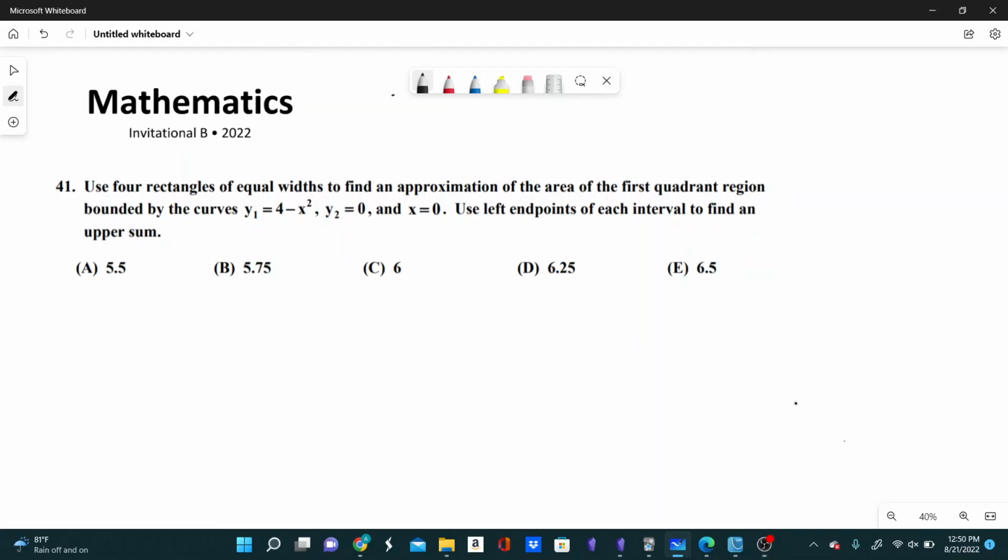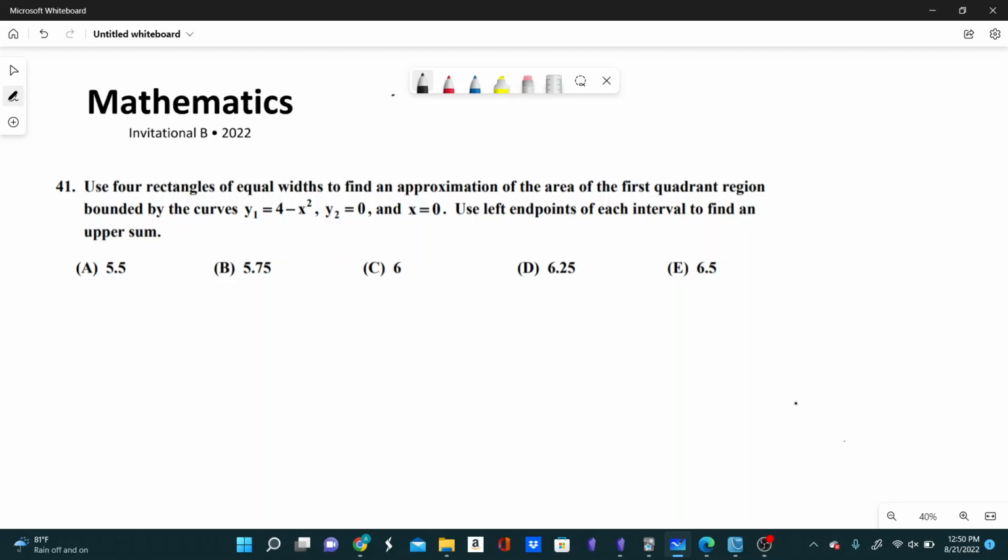Number 41. Use four rectangles of equal widths to find an approximation of the area of the first quadrant region bounded by the curves y1 equals 4 minus x squared, y2 equals 0, and x equals 0. Use left endpoints for each interval to find an upper sum.